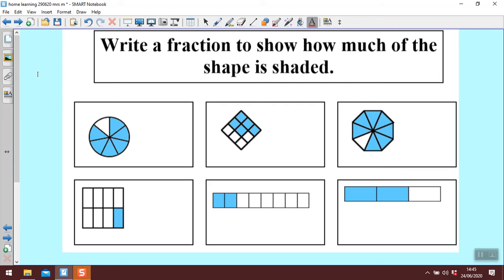Write a fraction to show how much of the shape is shaded. So something out of something is blue. So how many pieces are there all together? I'm going to put a dot where I do my first one. So 1, 2, 3, 4, 5, 6, 7. There's 7 pieces all together. And how many pieces are shaded? 1, 2, 3, 4, 5, 6. So 6/7 are shaded. Can you write down for each of the other pictures, what fraction is shaded? Pause the video while you do this.